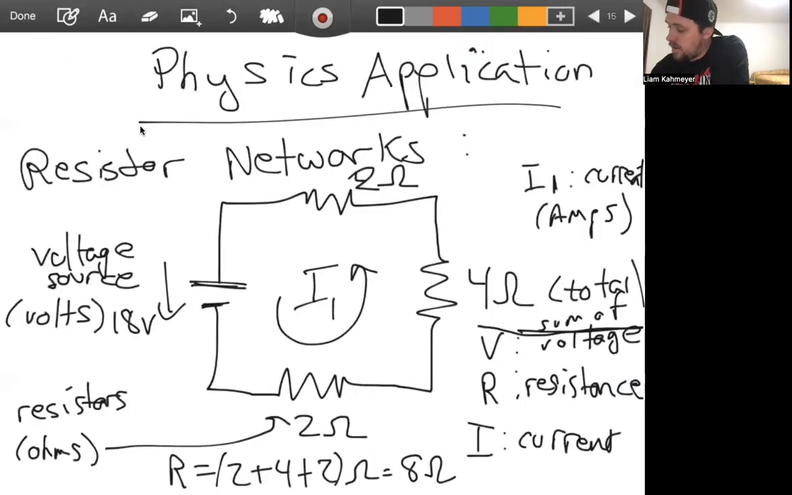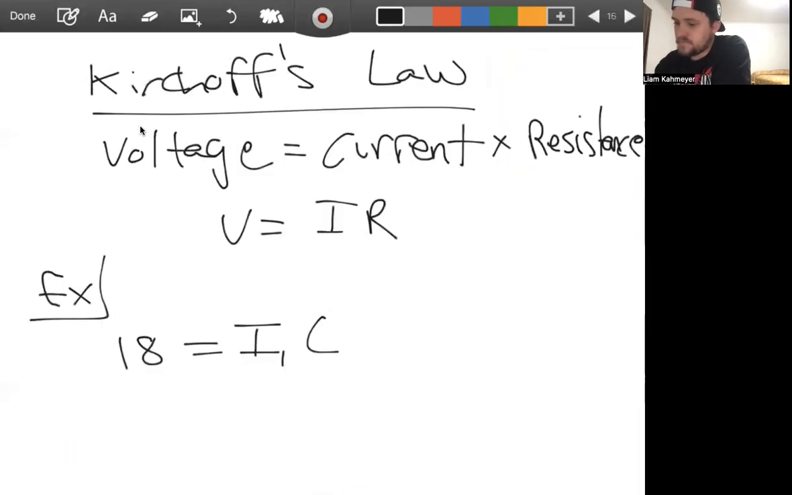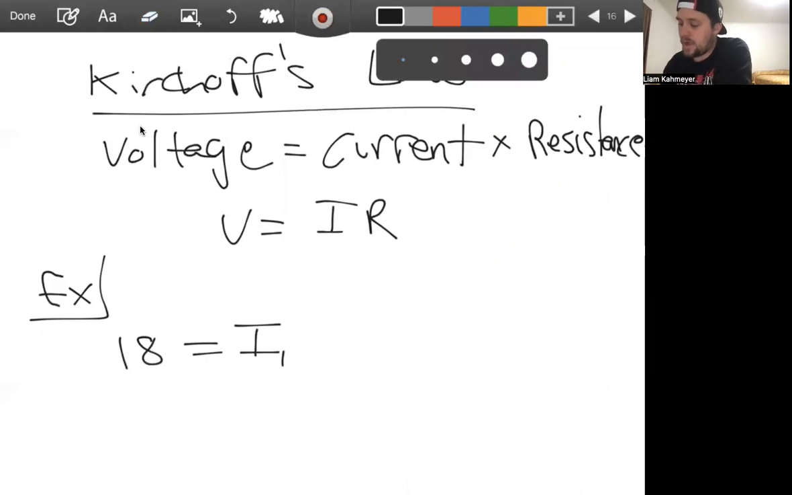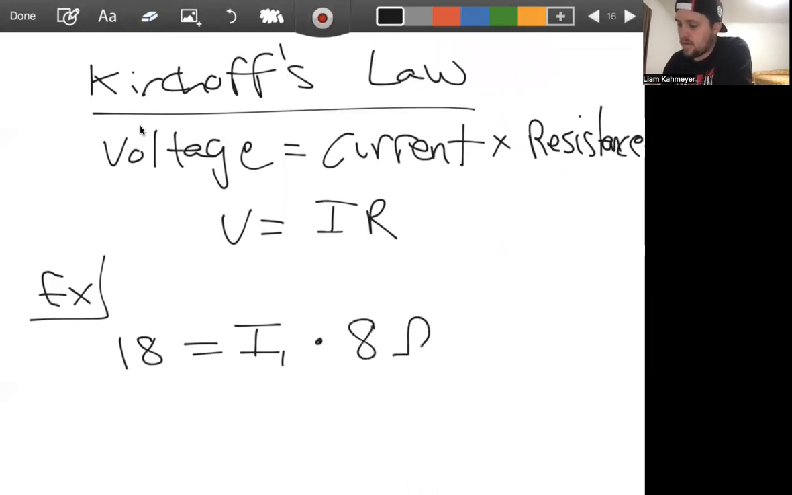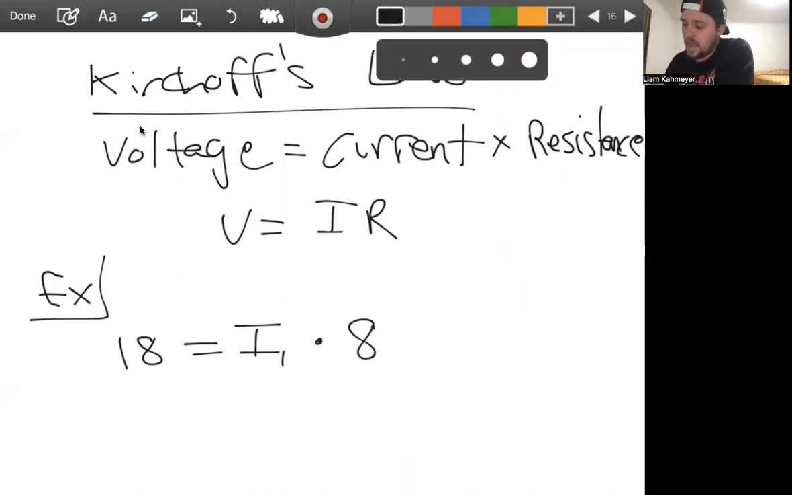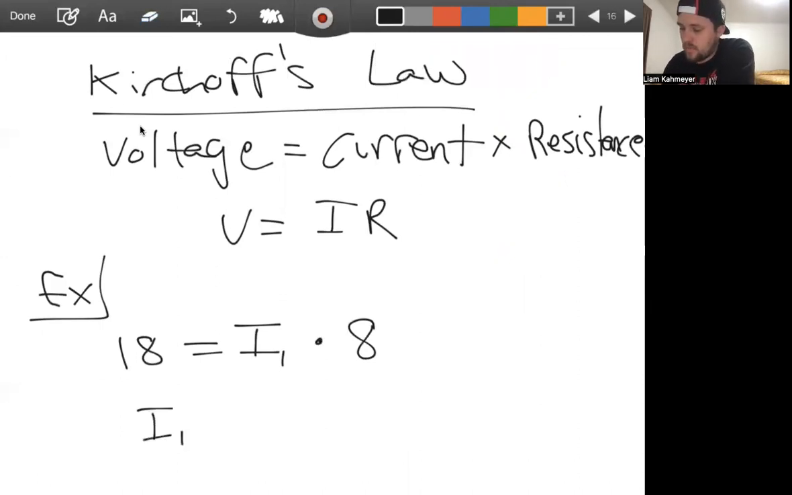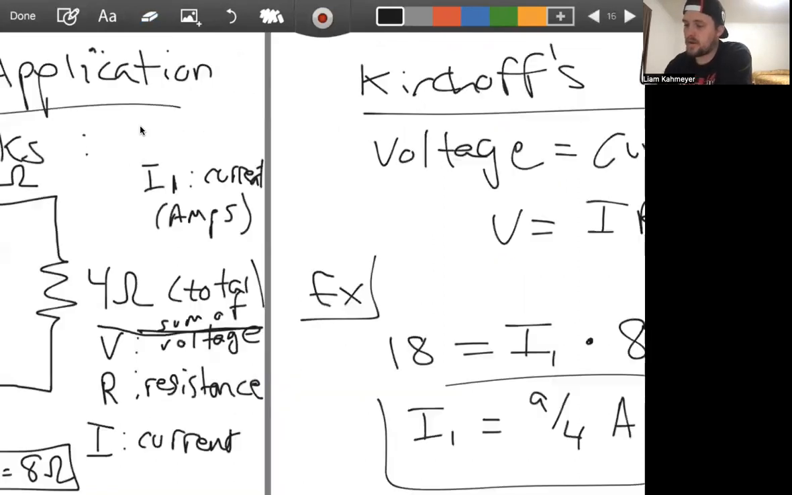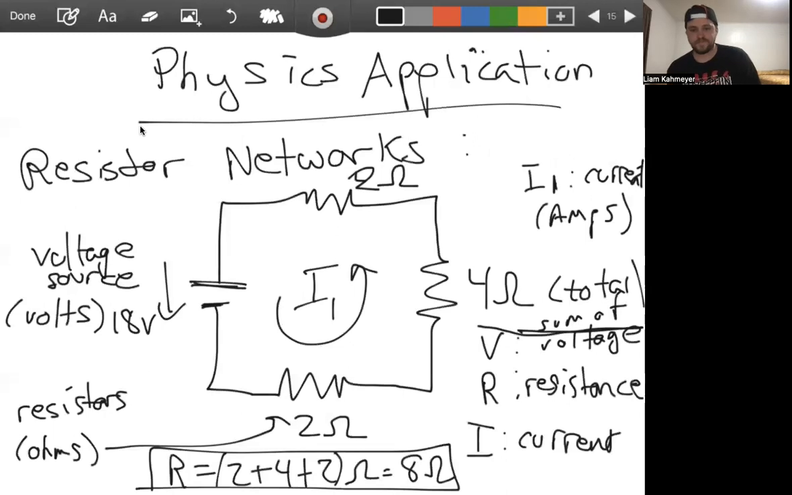Sorry, I don't know what I was getting at there, but the resistance here, we calculated it's a sum, and it's 8 ohms. So Kirchhoff's law in this example says that 18 is equal to I1 times 8 ohms. I'll just drop all units for now, and then I'll pick up the proper units. And this is very easy, right? Here we get I1 is equal to 18 over 8, which should be 9 over 4 amps. So here we can calculate the current using Kirchhoff's law.